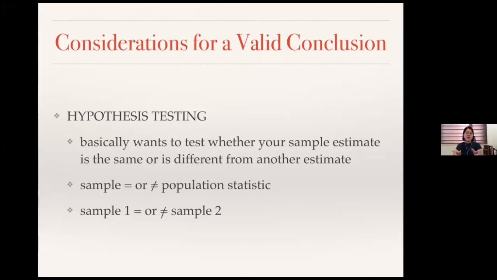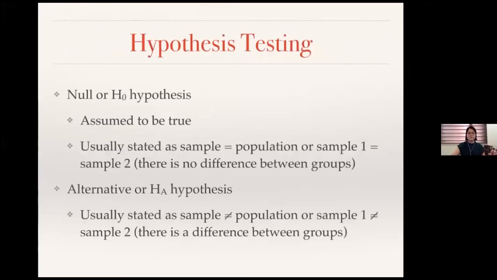So it could be in the context of your sample being the same as the bigger population, or not the same as the bigger population. Or you have one group, is it the same as the other group, or are they totally different? So when we talk about hypothesis testing, always think in the context of the null hypothesis. The null hypothesis, or the H0, is assumed to be true all the time.